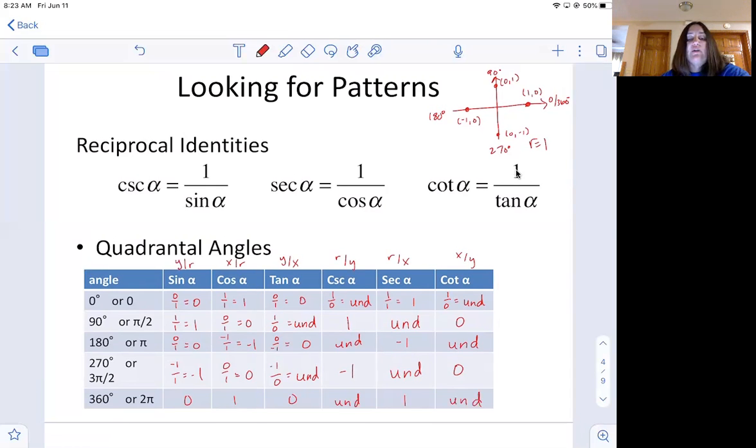So those are the values for your quadrantal angles. And again, that's why our x, y, and r allow us to do this, whereas we can't really draw those as triangles.